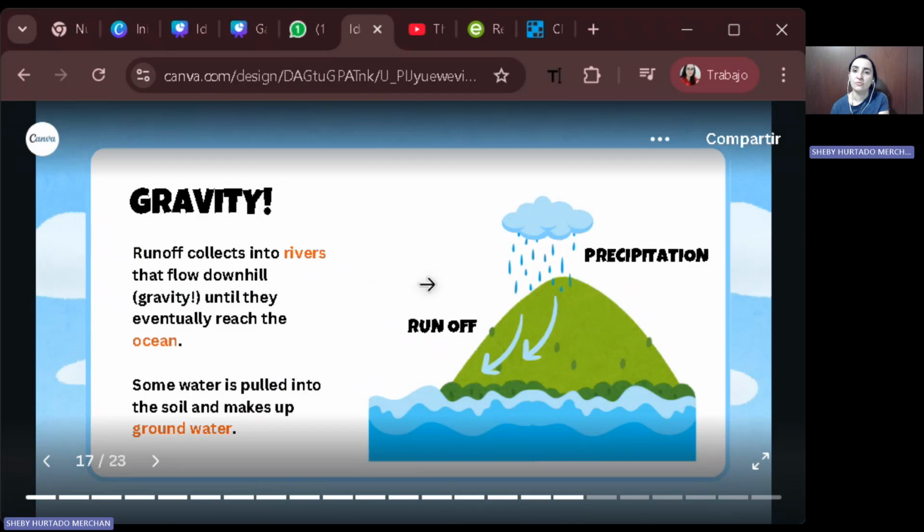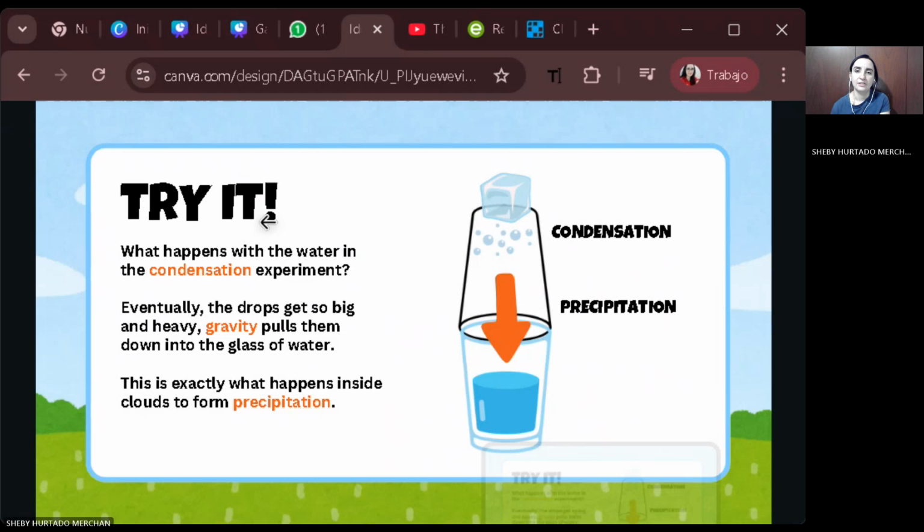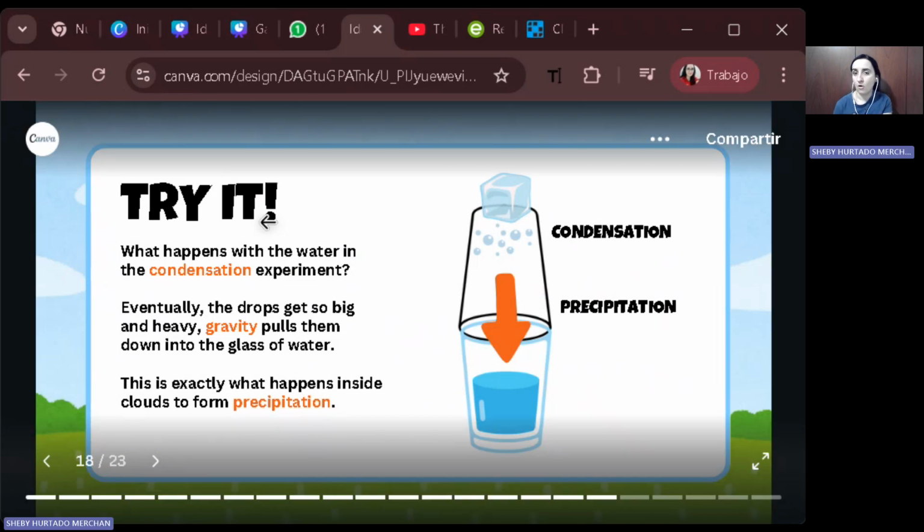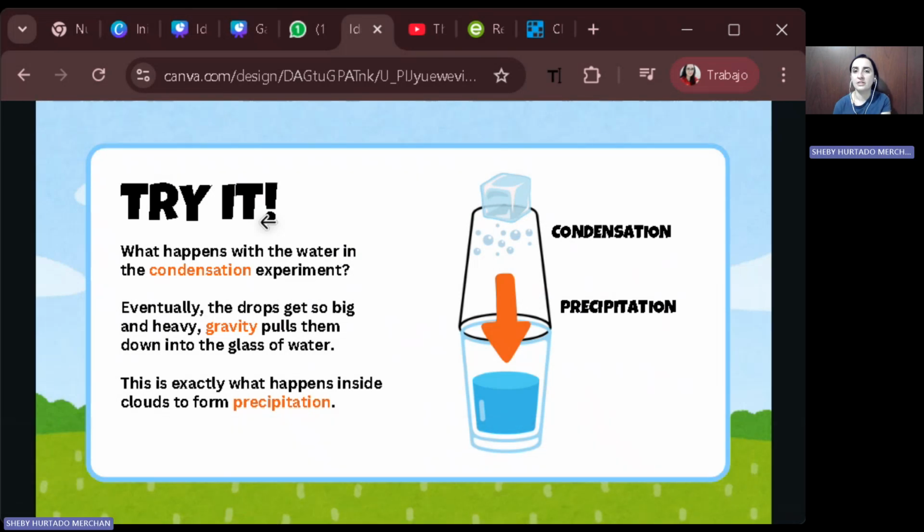Runoff collects into rivers that flow downhill by gravity until they eventually reach the oceans. Some water is pulled into the soil and makes up groundwater. Now let's try it at home. What happened with the water in the condensation experiment? Eventually, the drops get so big and heavy that gravity pulls them down into the glass of water. This is exactly what happens inside clouds to form precipitation.